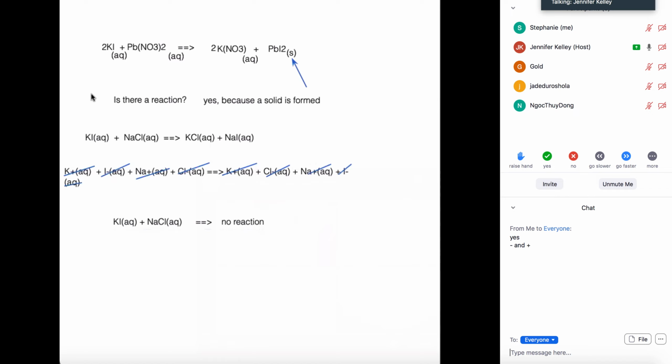There's another thing I wanted to show you, and that's how to break apart things that have subscripts and coefficients and things like that. So any questions over the last one?